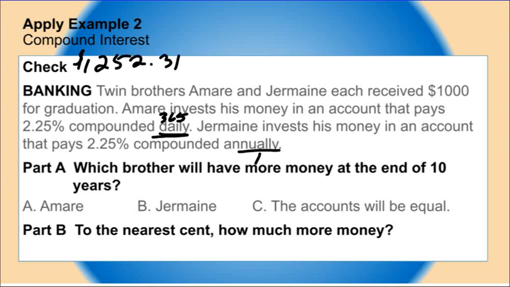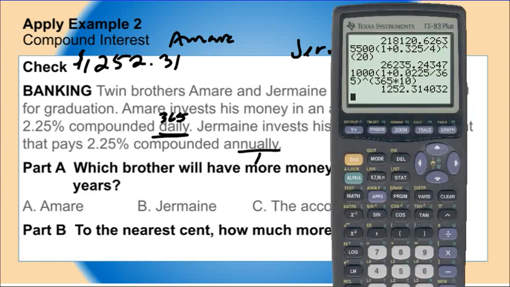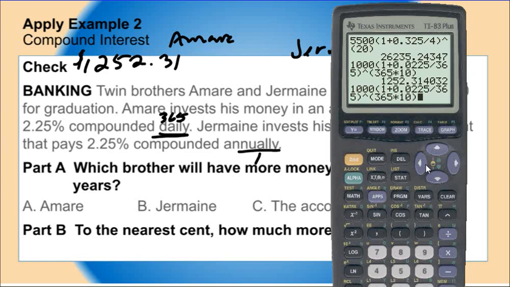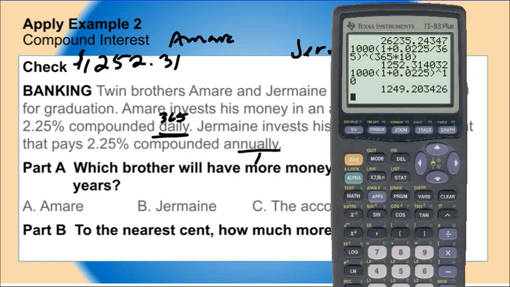1252.31. That one is for Amari. And now Jermaine. Going to use the same formula. Second enter. Instead of 365 times, it's just one time a year. So I'm going to just delete this part. And then we're going to raise that to the 10th power. That gives us 1249.20.